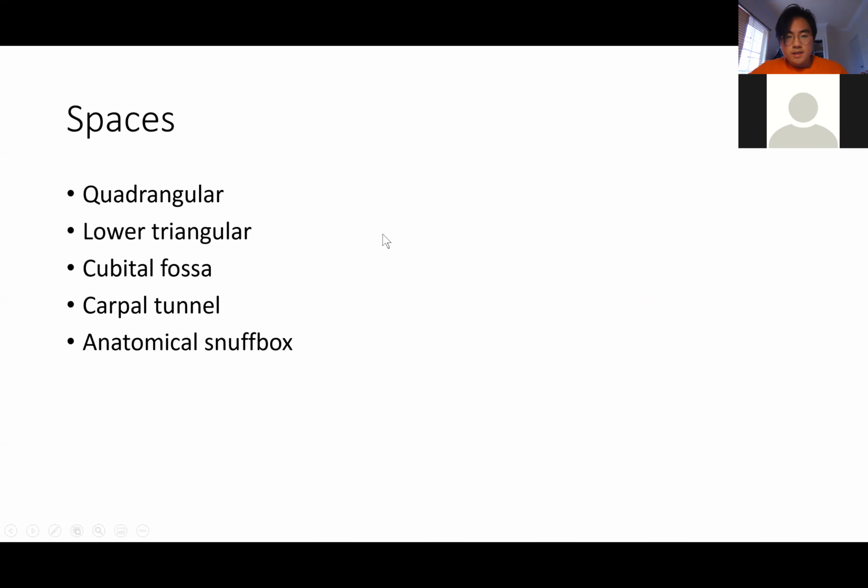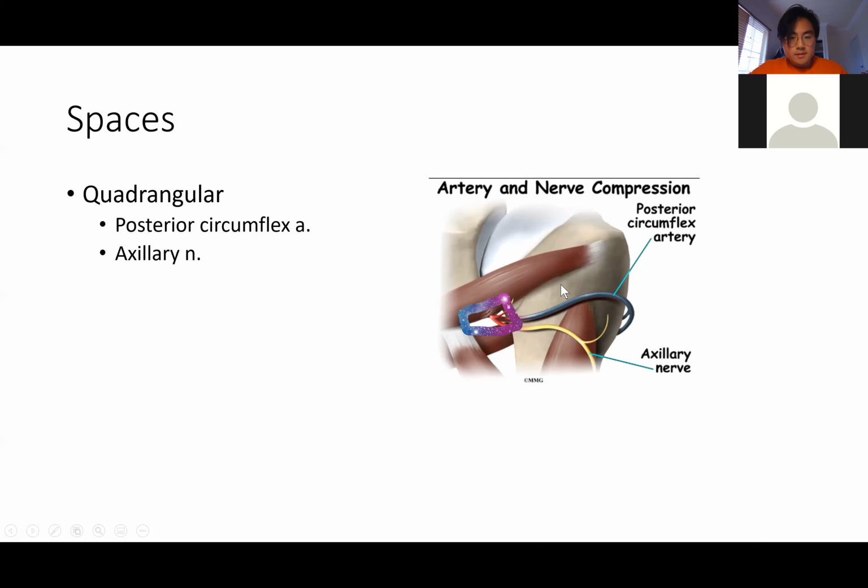Feel free to ask any questions as I talk. So we've got a few spaces here in the upper limb. First, the quadrangular space, which I've marked out here with my sparkly pen. We've got two important structures traveling through here: the posterior circumflex artery and the axillary nerve.